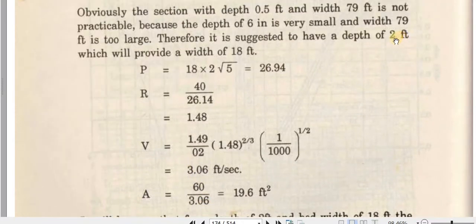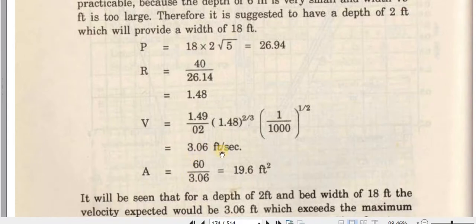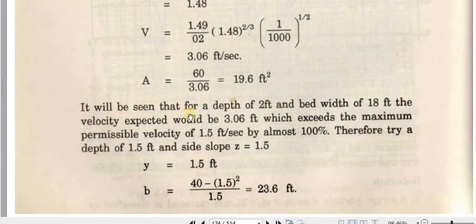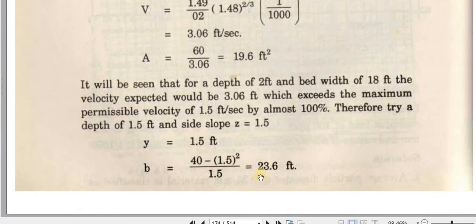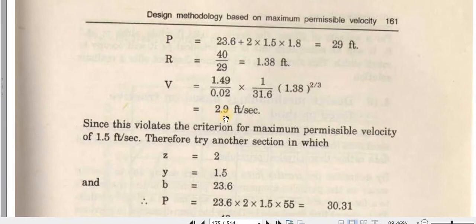By fixing the depth at 2 feet, it gives us a width of 18 feet as compared to our previous case. So in this case the velocity is 3.06. It will be seen that for a depth of 2 feet and bed width of 18 feet, the velocity expected would be 3.06, which exceeds the maximum permissible velocity. So try another depth, 1.5 feet, with a Z of 1.5, and we can calculate B, which is equal to 23.6 feet. P, R, and V is equal to 2.9 feet per second.